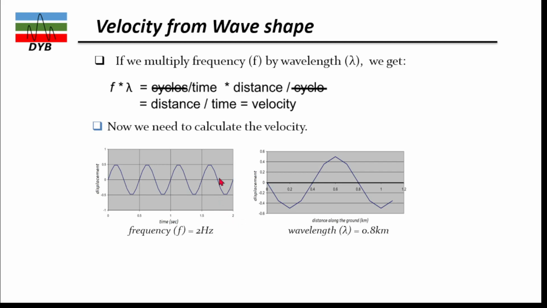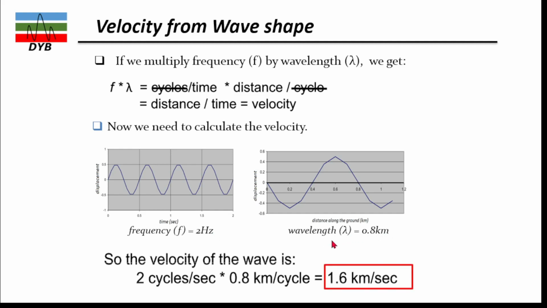Now based on these two parameters, the frequency, which we got from the previous wave, is 2 Hz, and the wavelength is 0.8 kilometer. From these two, we can calculate the velocity of this wave. So what will be the velocity? We just multiply 2 Hz with 0.8 kilometer per cycle, which is equal to 1.6 kilometer per second. So this is actually the velocity of these seismic waves.